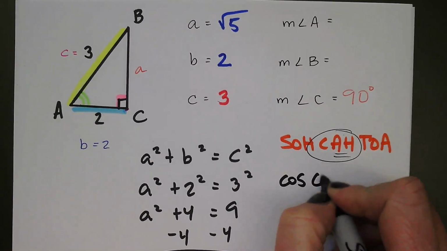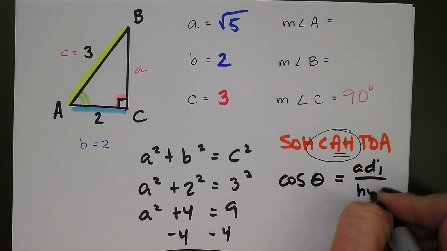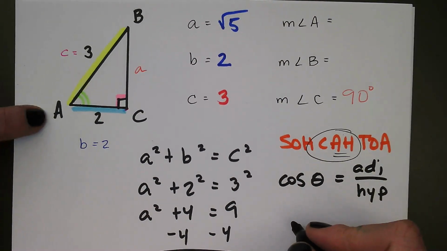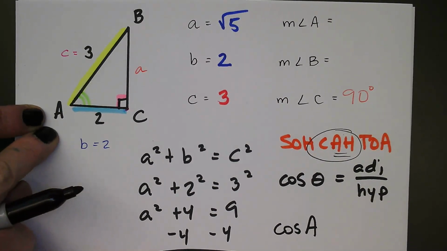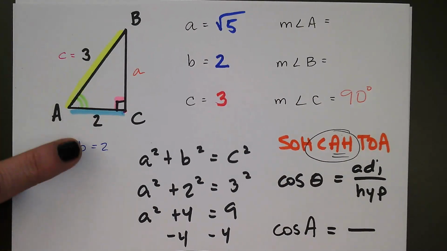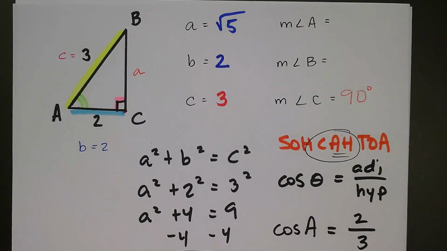And it always follows this structure. The cosine of an angle equals the adjacent over hypotenuse. So it just goes now to the specifics in the triangle. I don't know the angle. It's unknown. I'm going to just use the capital letter A because that's the angle I'm trying to find. Cosine of A, set up the ratio. Adjacent is 2, and the hypotenuse is 3.